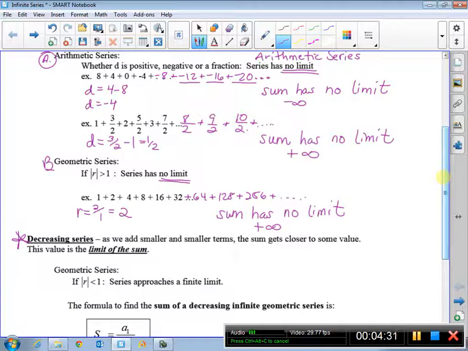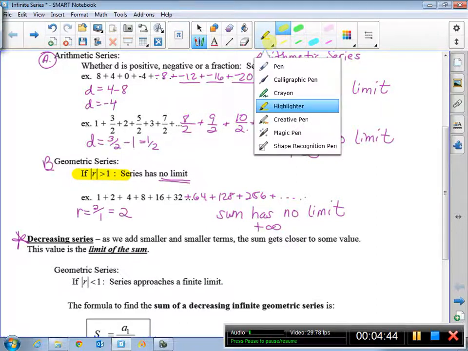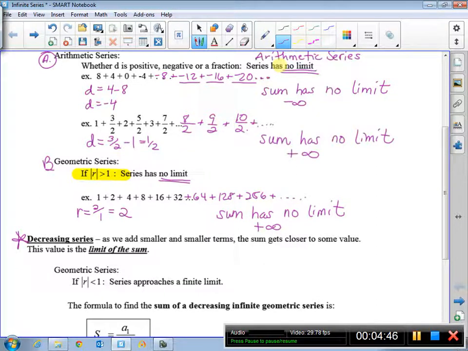If I could keep going and keep adding on larger and larger numbers that are doubling, I would have no limit. So that occurs when the absolute value of r is greater than 1. It says the absolute value because, of course, r could be negative. And in this case, this 2 value is greater than 1.